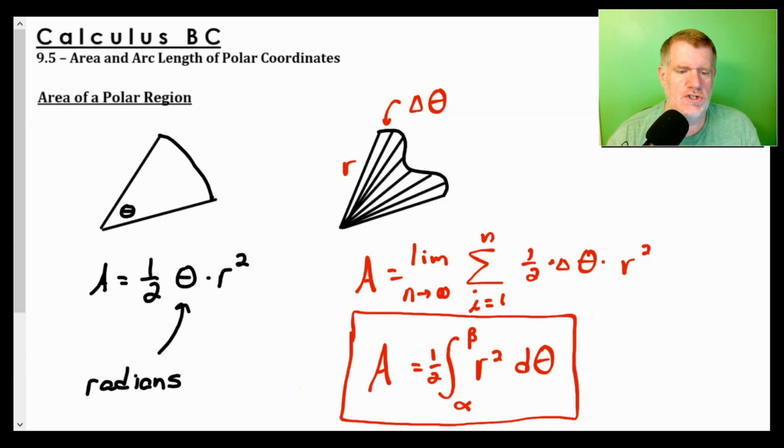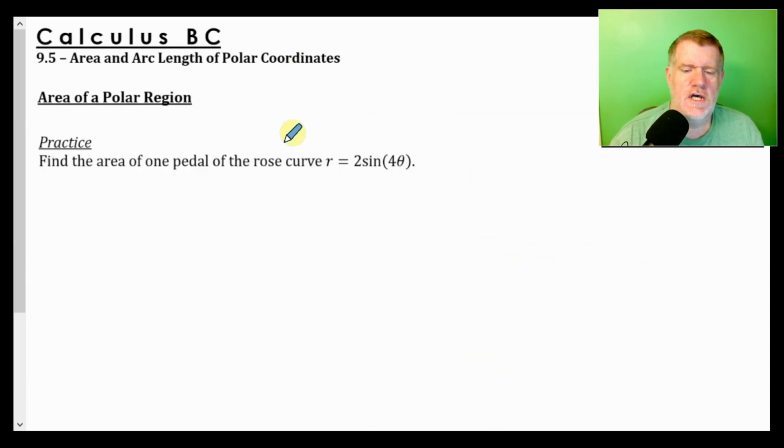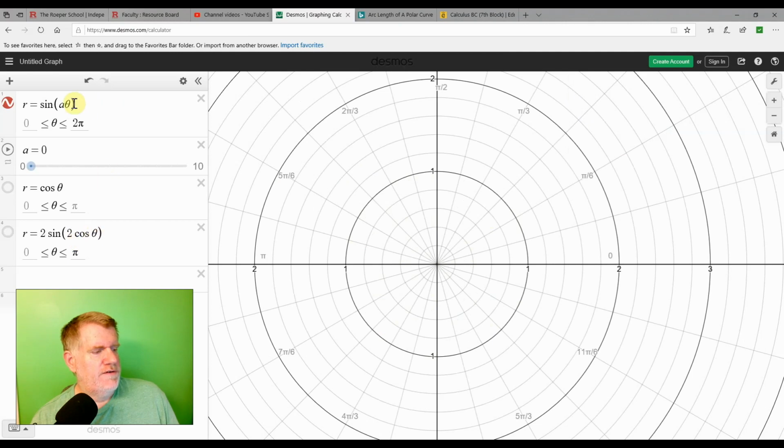Alright, so let's use that and figure out the area of this rose curve. Now, I didn't really go over rose curves much in last lesson, so let me show you a little bit about what they are. Alrighty, so here is a graph, r equals sine of a theta. A is a value I'm going to change so you can see what happens to this graph. When a is 1, it's just a circle. Think of it as one petal of a flower where it goes out to 1 and comes back to 0.